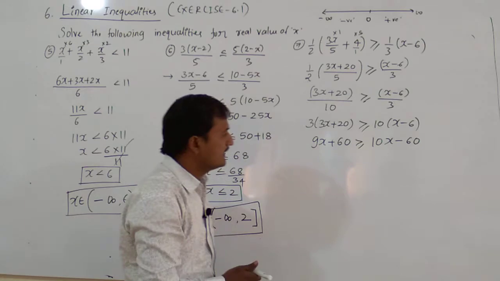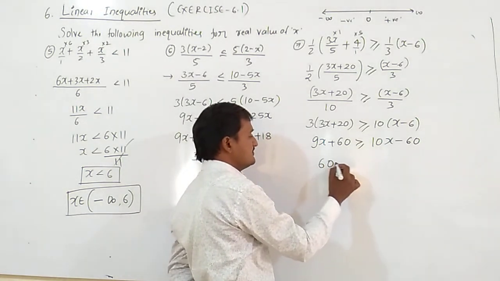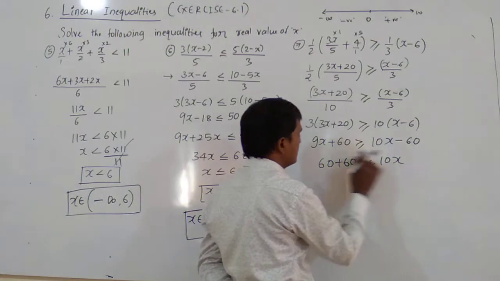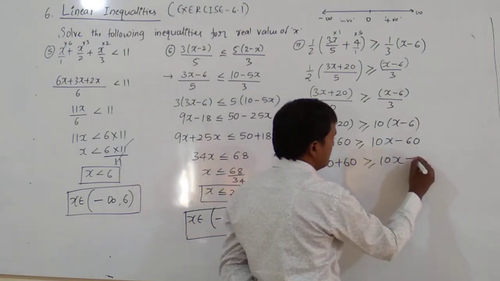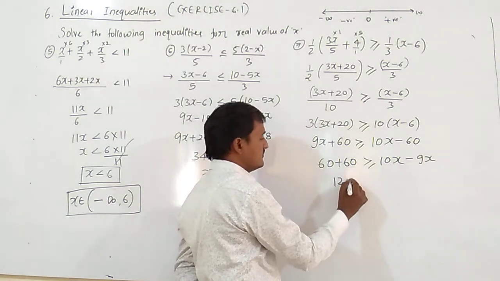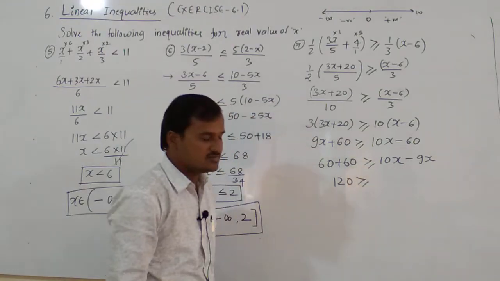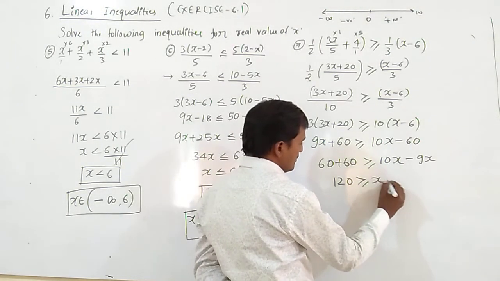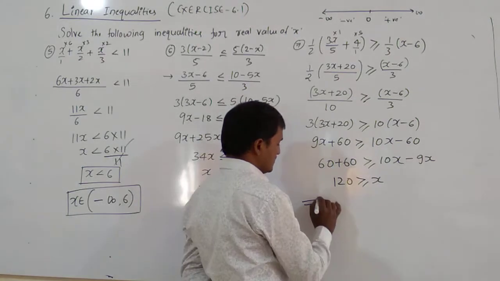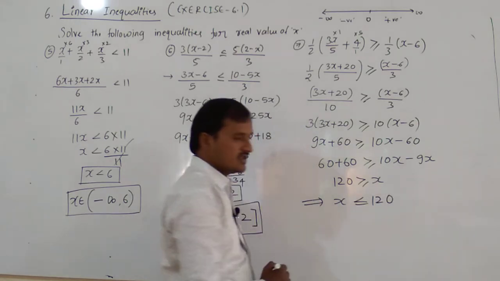Now see, if we bring this minus 20 to this side it becomes plus: 60 plus 60, which is more than or equal to 10x. Take this 9x to this side, minus 9x. So 120 is more than or equal to 10x minus 9x, which is x. So 120 is more than or equal to x; we can write this as x less than or equal to 120.